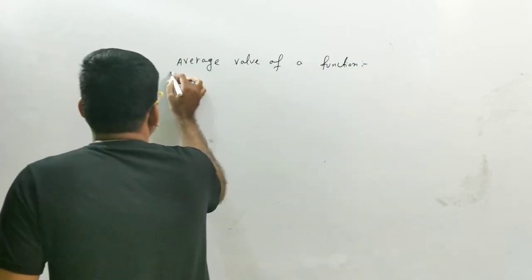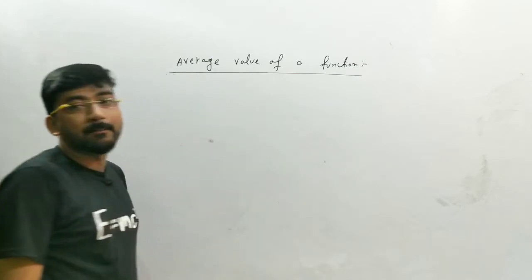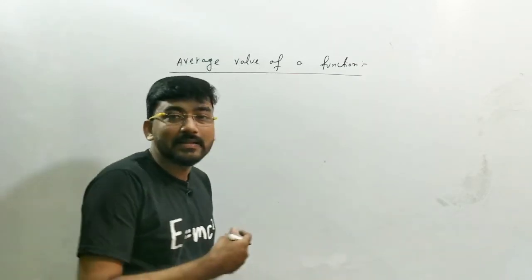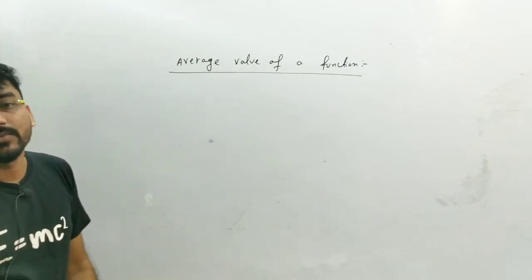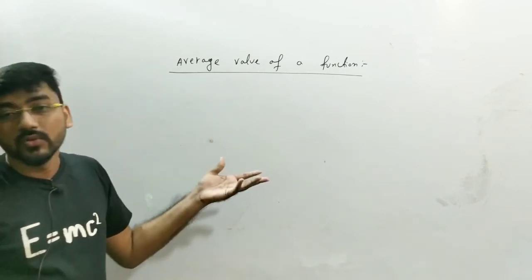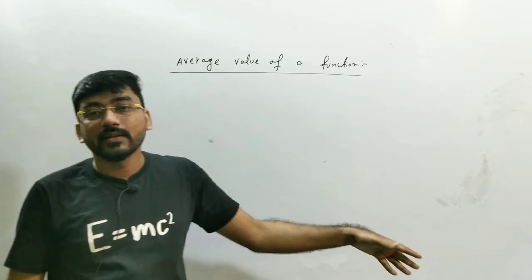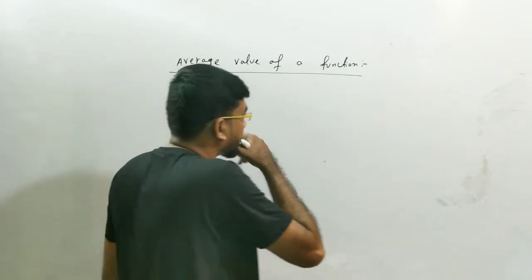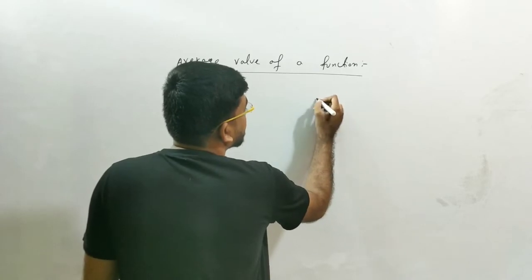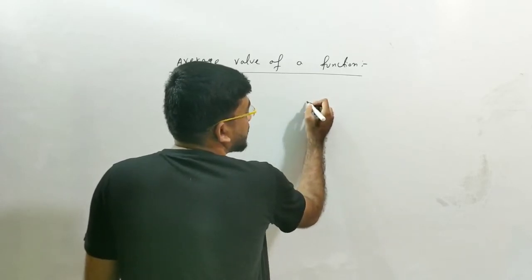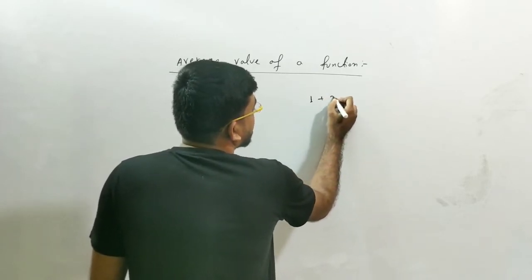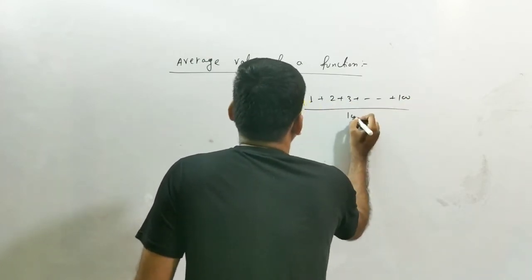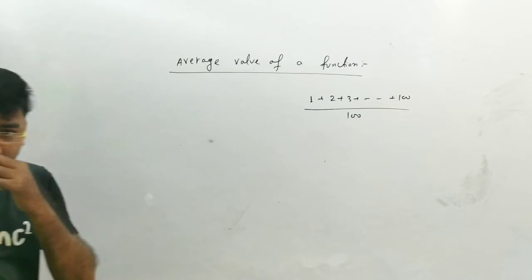Okay, you might have studied about the average value of some numbers. If you want to find the average value of some numbers, you just add the numbers and divide by the number of numbers. Suppose you want to find the average value of the numbers from 1 to 100. You add these numbers up to 100 and divide by the total number of numbers, that is 100. So this is the average value of some numbers.